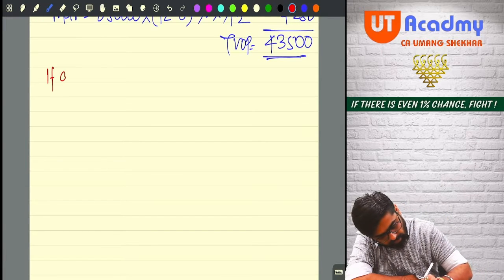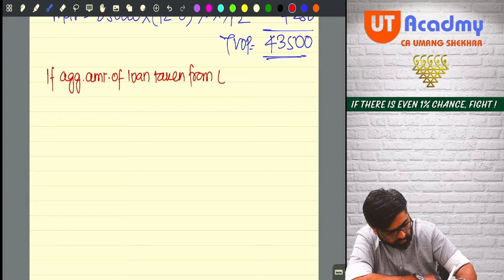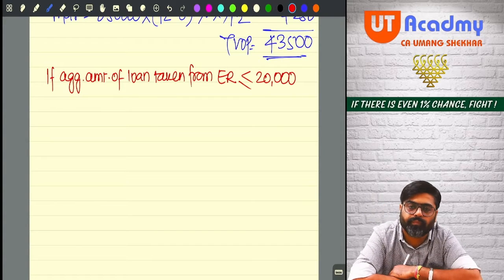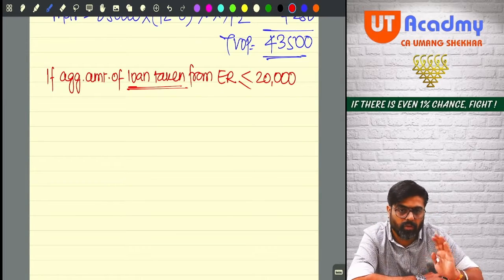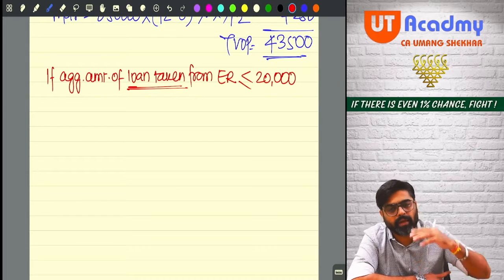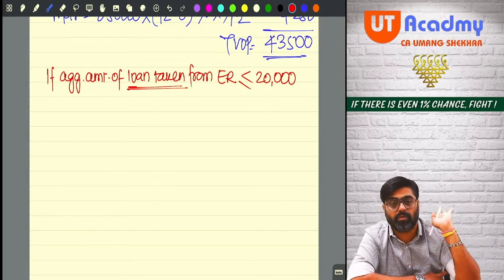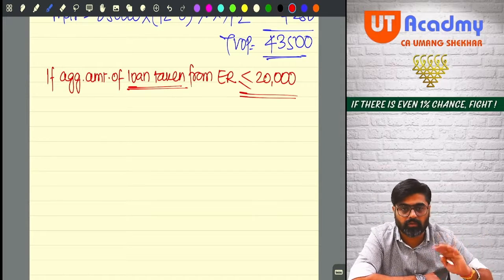If the aggregate amount of loan taken from the employer does not exceed 20,000 rupees. I am talking about loan taken. So you are an employee, you are taking a loan from the employer. Either you are taking one loan or you are taking 10 loans from your employer. The aggregate amount of the loans taken by you from your employer should not be more than 20,000. It should be 20,000 or less.